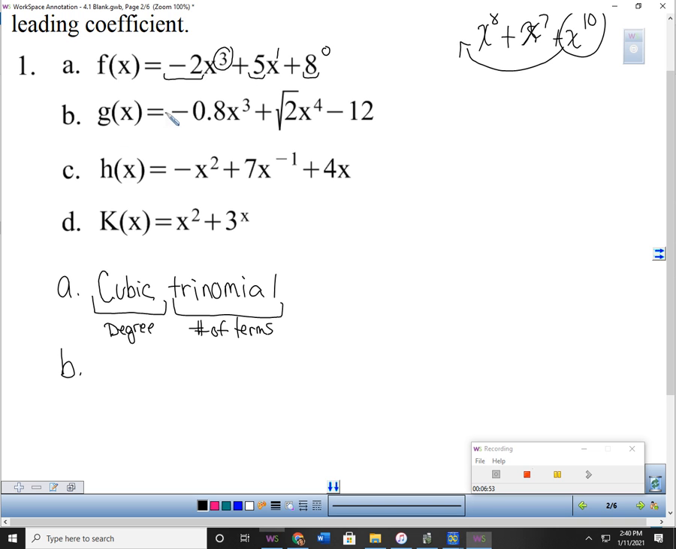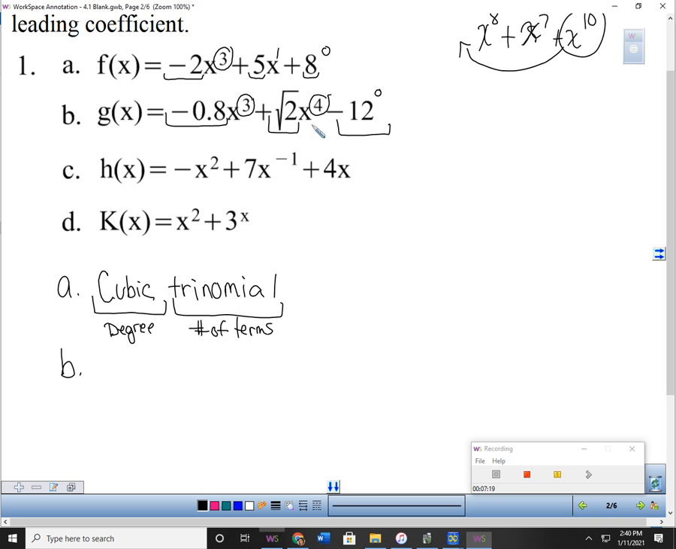So look at your coefficients. I've got a -0.8, a square root of 2, and a -12. Are all of those real? Yes. We have no i's, correct? And the square root of 2, it's not rational, but it's a real number, right? So then I'm going to look at my degrees, and I'm going to say, okay, I have a degree of 3, and a degree of 4, and a degree of 0. Are those in order? No.